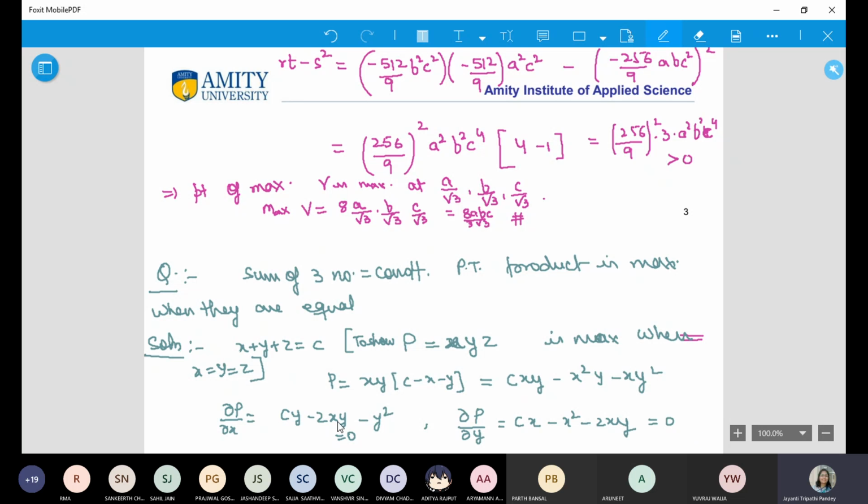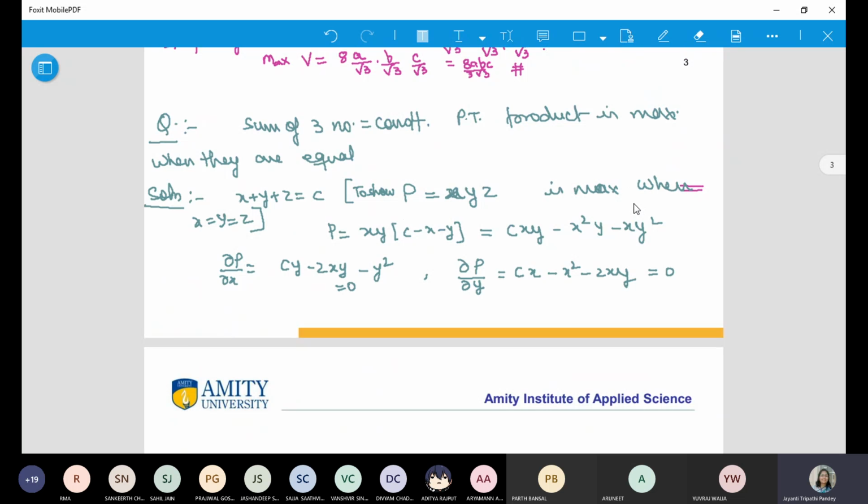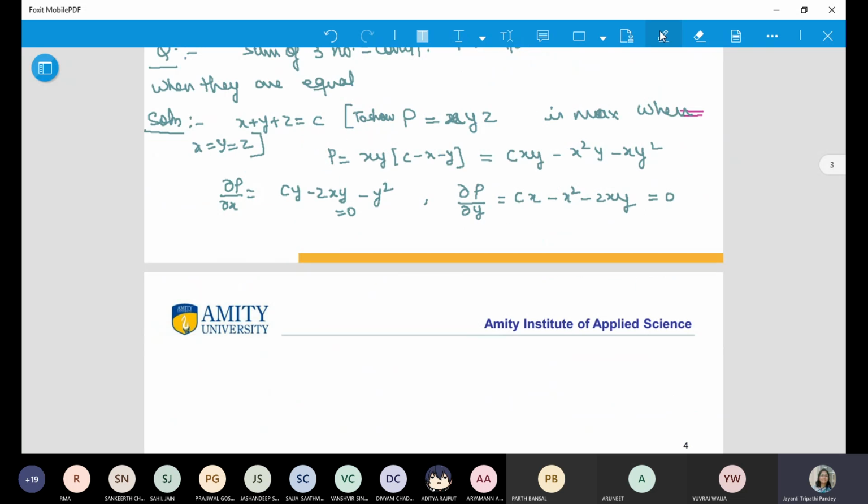Obviously y can't be 0. The numbers can't be 0 because otherwise the product will be 0. So what will you get here? When you are putting this as 0, taking out y as common, you are getting y(c minus 2x minus y) equals 0. So y is equal to c minus 2x. Is it okay?